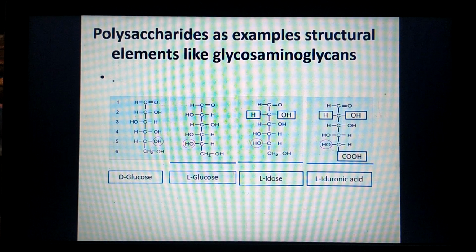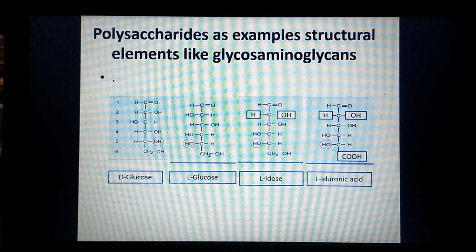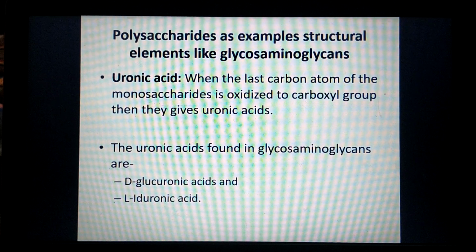Here you are seeing L-iduronic acid. So see D-glucose and L-glucose, which are mirror images of each other on the left side. Now L-idose is an isomer of L-glucose. You can see the difference at second carbon atom. Now when this L-idose is oxidized at its last carbon, that is at sixth carbon, where CH2OH group is converted into carboxyl group, then it is called as L-iduronic acid. So two types of uronic acids are present, D-glucuronic acid and L-iduronic acids.